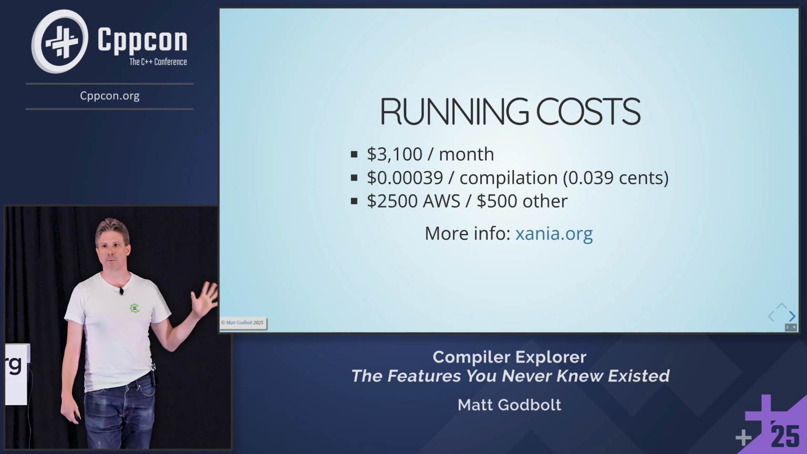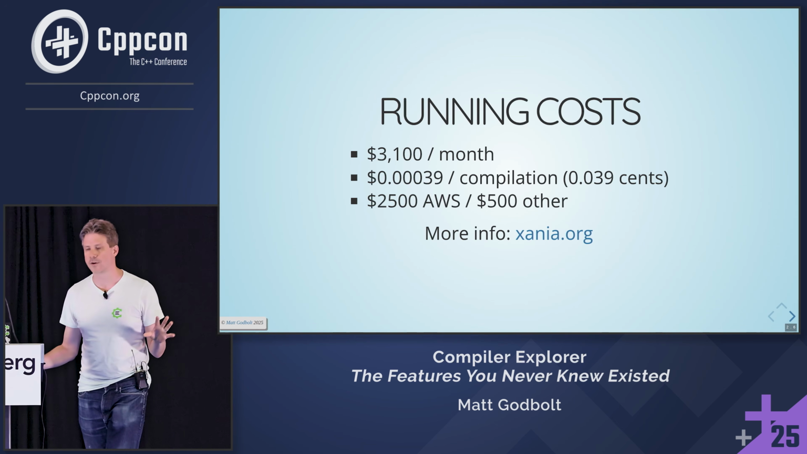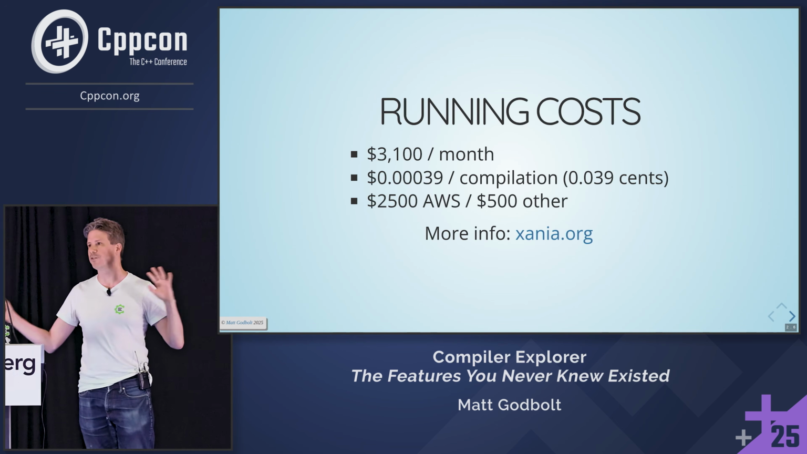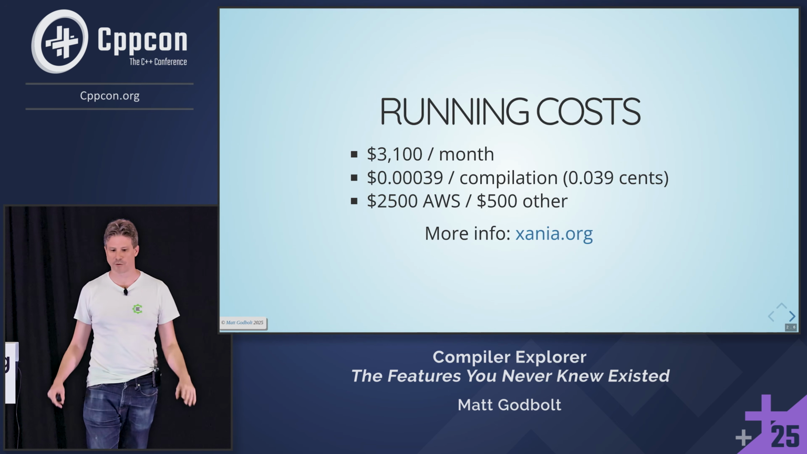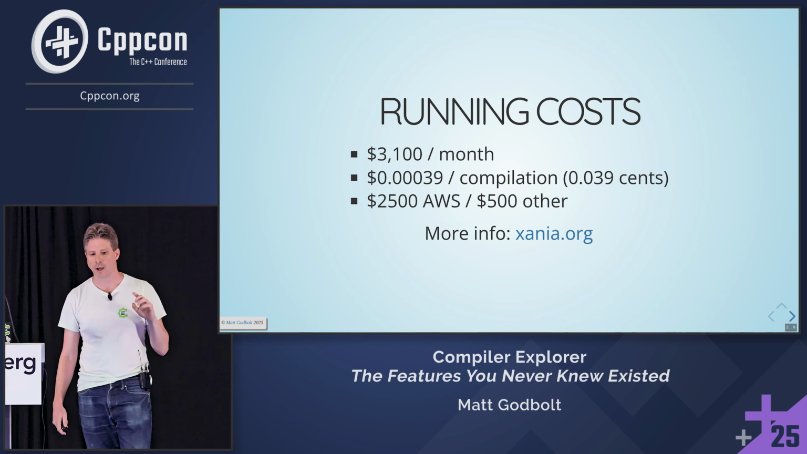That bill is split mostly in AWS fees and in about $500 in other bits and pieces, like buying licenses for software and other external monitoring tools and stuff. And I've got a huge blog post that goes into all this detail at my blog at xania.org.